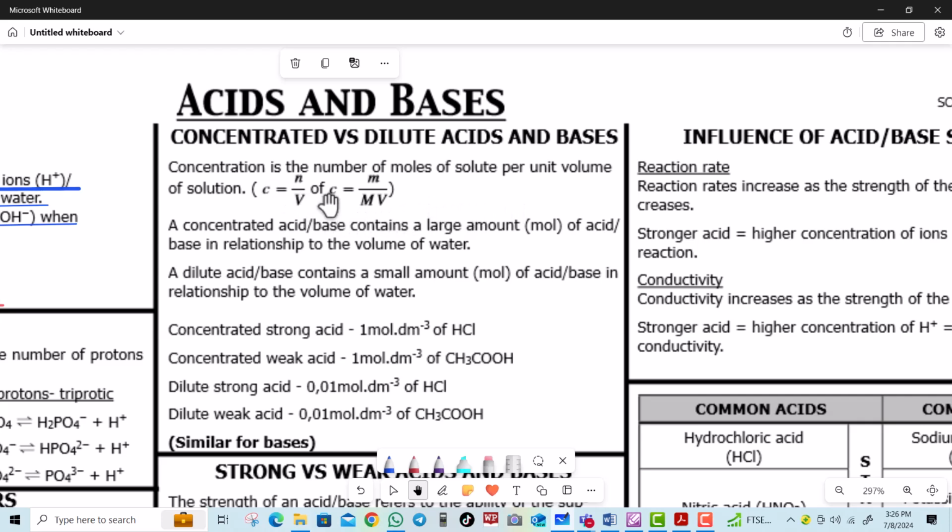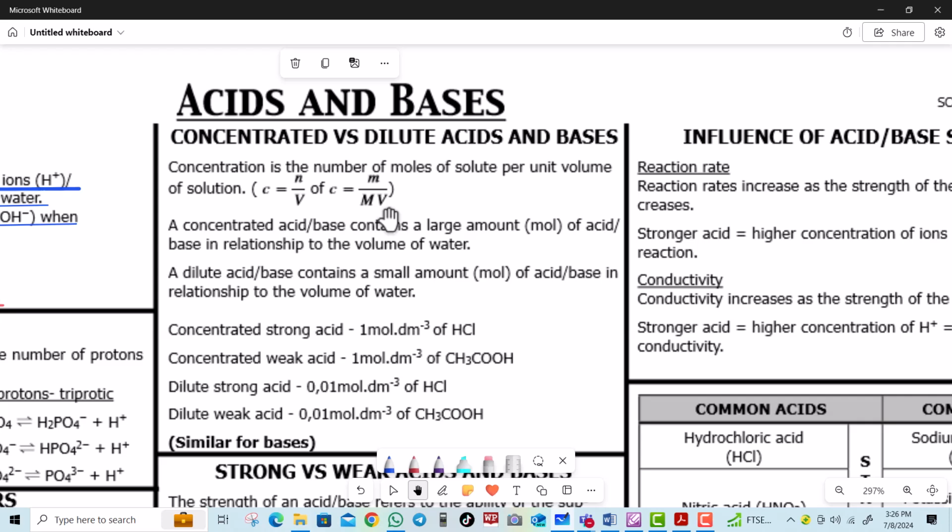We can get it using these methods here. You can use the formula which says C equals n over V. What is our n? Number of moles. What about V? Volume in decimeters cubed. Or you can use C equals m over MV.